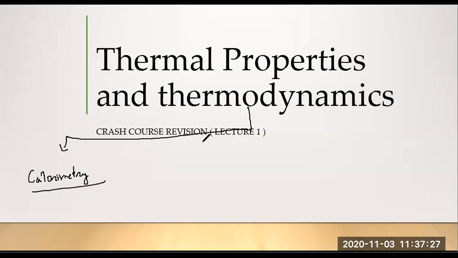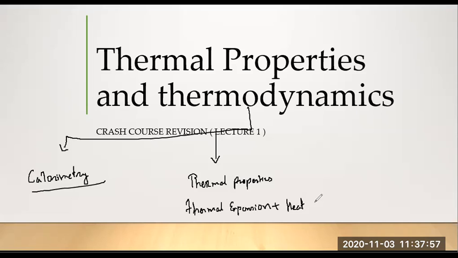Then second is your thermal properties, which is basically your heat transfer. Thermal properties. So this you can divide into 2 parts: it is your thermal expansion plus heat transfer. Got it? You should have a mind map. Whenever you have a mind map, it will be easy.